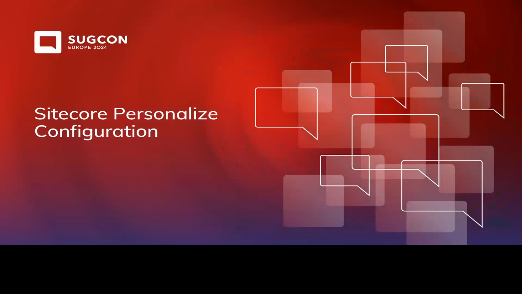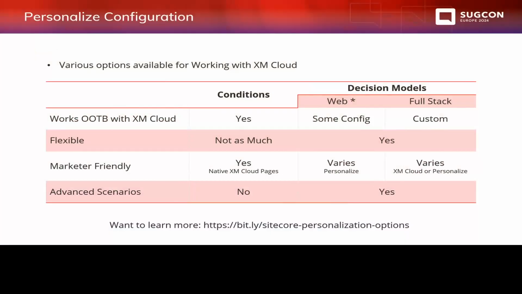So now that we have the data into XM Cloud and we're able to pass it to Personalize, let's talk about the configurations of Personalize. I created this kind of matrix of the different options when it comes to specifically XM Cloud. When deciding, let's say you need to do some sort of personalization, there's obviously the out-of-the-box conditions that come with XM Cloud. So if you just had XM Cloud, you would have that native support for conditions. But if you have Personalize as well as XM Cloud, then you would have additional options when you're going to build personalizations on your custom scenarios for XM Cloud.